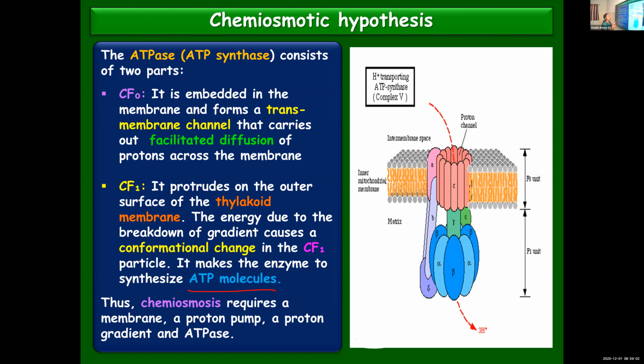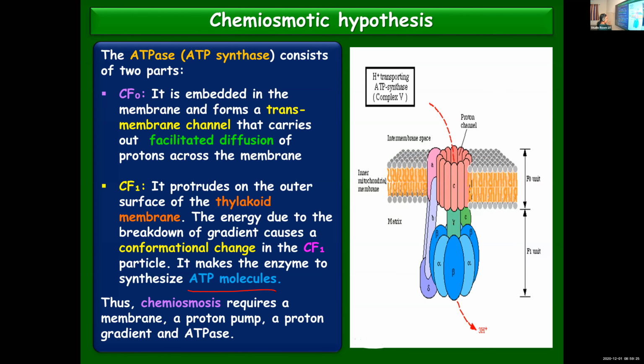This is known as the chemiosmotic hypothesis. This chemiosmotic hypothesis explains how ATP is synthesized in the chloroplast. So we have completed the chemiosmotic hypothesis. It requires a membrane for chemiosmosis, or the movement of these protons across the membrane.